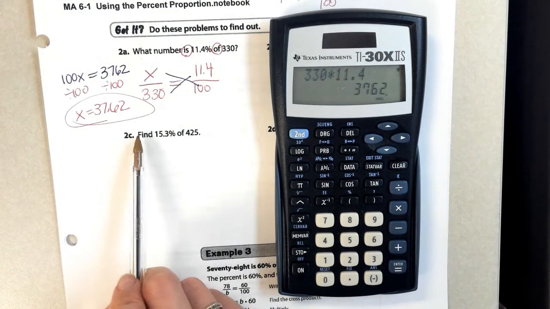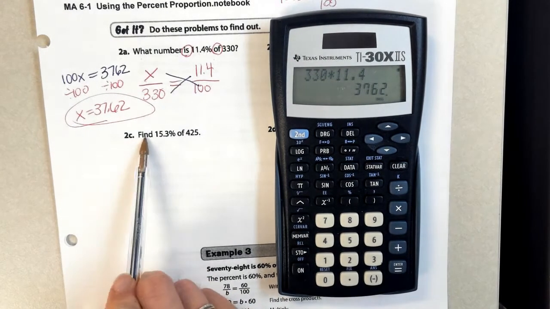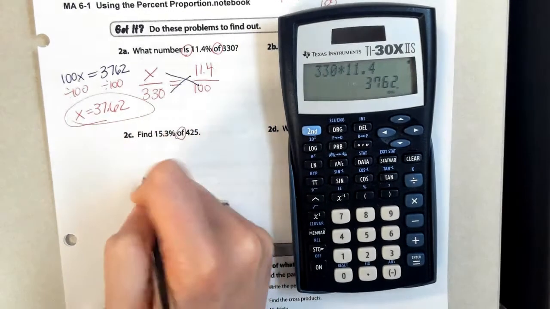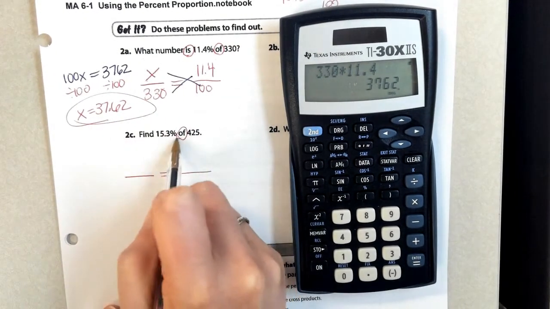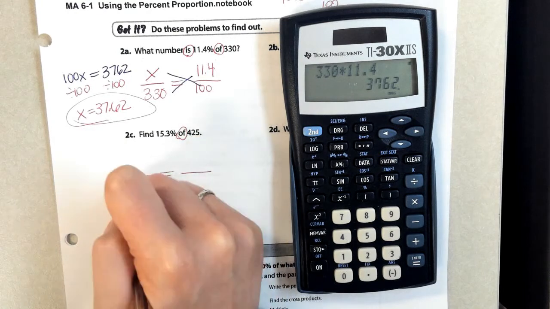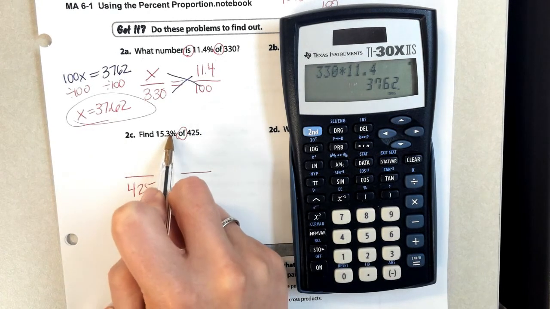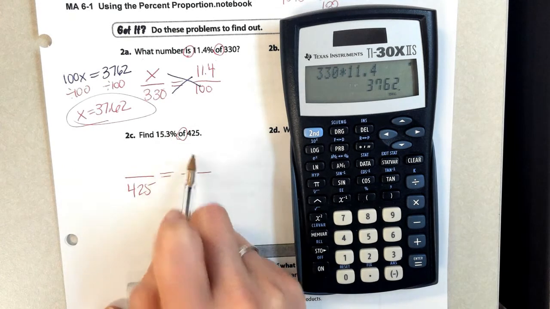Sometimes on these, it doesn't have the word "is," it just says find. So I'm only going to circle the "of," but that still means I know my whole, of 425. I also know my percent. If it has a percent sign, remember it goes on the top, on the right.